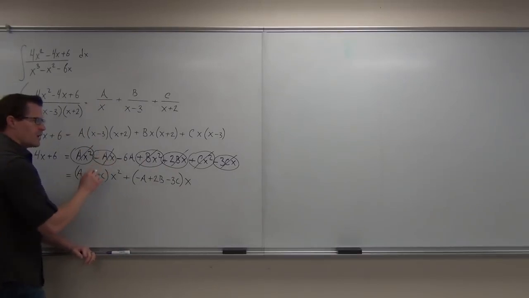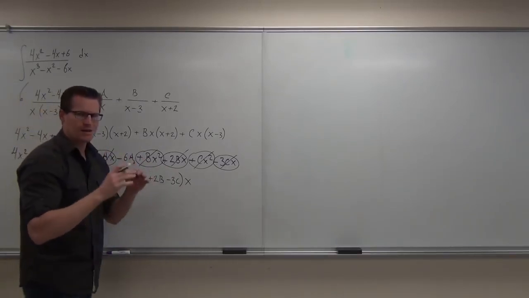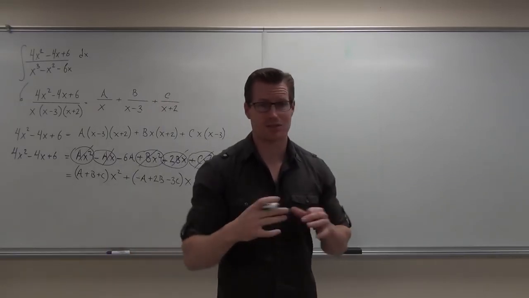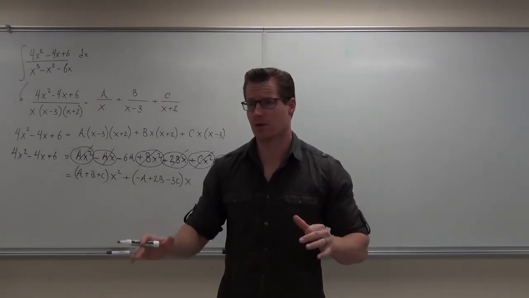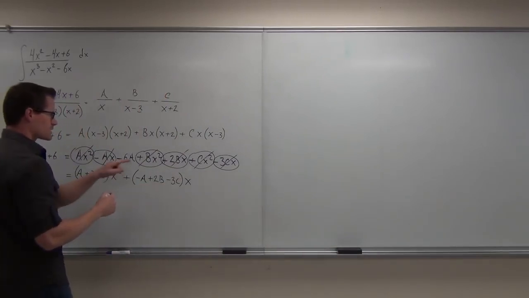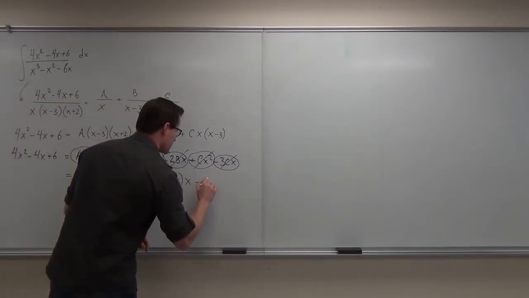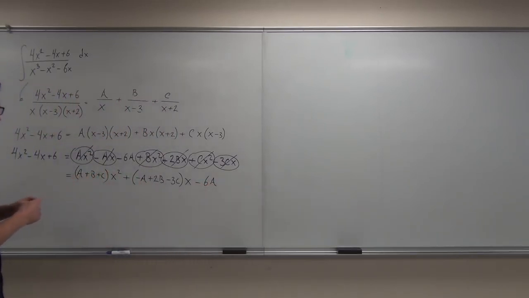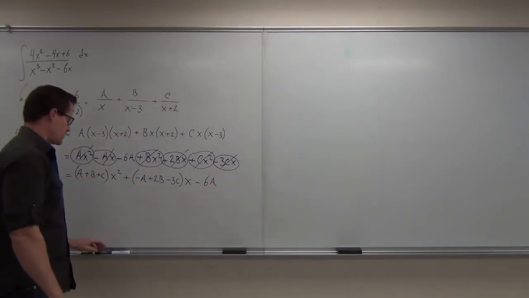I always circle them too, that way I don't get lost in what I'm doing. I definitely don't want to get lost, and you can't miss a negative here, or screw up the coefficient. If you do that, your problem's smoked, all right? You're done. So we've got to be really careful with our algebra. Lastly, well, this is it. There's only a minus 6a.